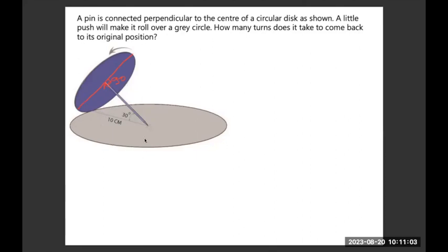How many turns does it take to come back to its original position? In this case, it's relatively easy because you're given the radius of the gray circle, which is 10 centimeters. Now, if I were to connect this line, what I get here is a right angle triangle.